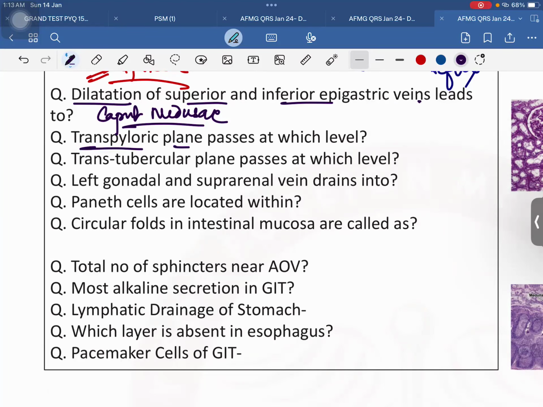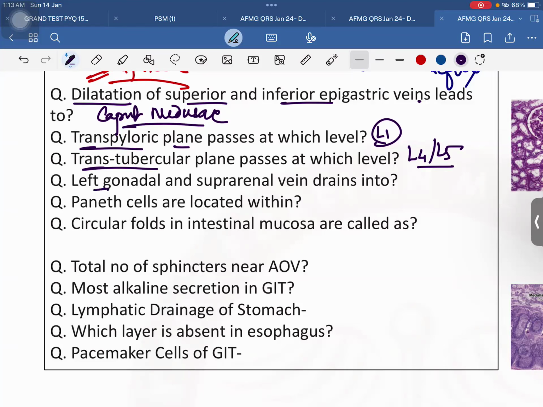Transpyloric plane: if they ask you about the transpyloric plane, it passes at which level? So please remember, the transpyloric plane is going to pass at the level of L1. If they ask you at which level the transtubercular plane passes, the transtubercular plane passes at the junction of L4, L5, beta. If they ask you about the subcostal plane, below the ribcage, that usually passes at the level of L3.